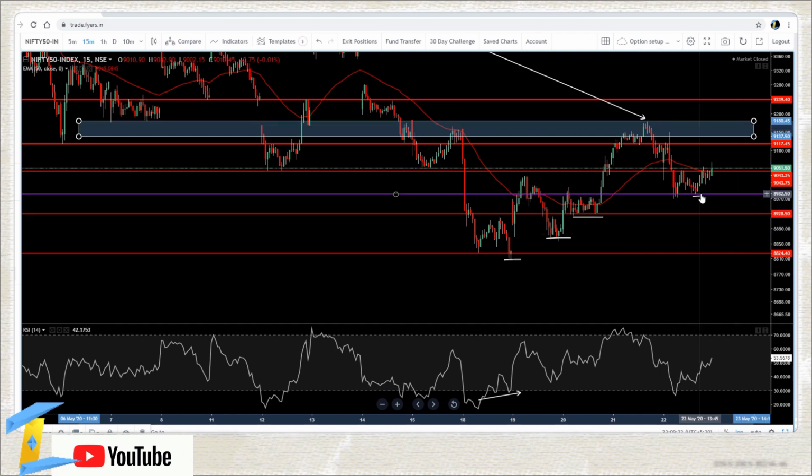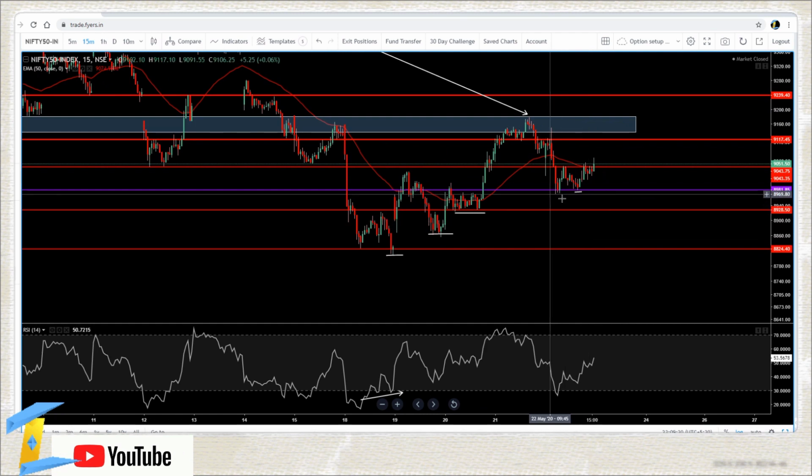So will this bottom be strong? Will this break the selling which happened over here immediately? Will the market move sideways over a period of time? All these are questions which time will answer.